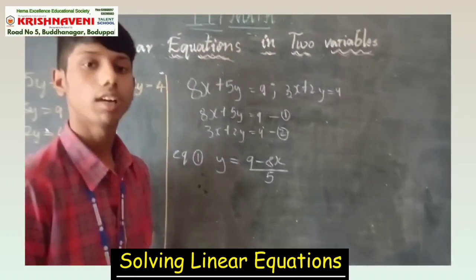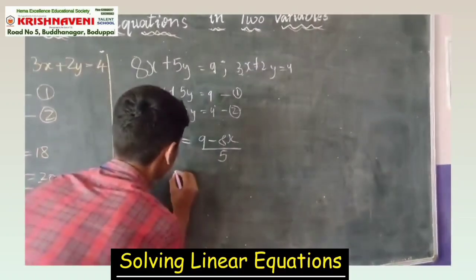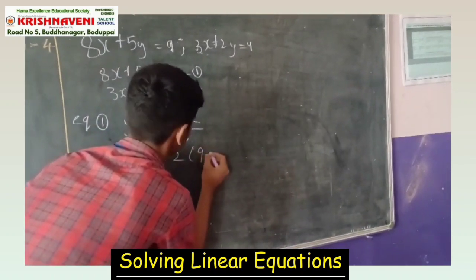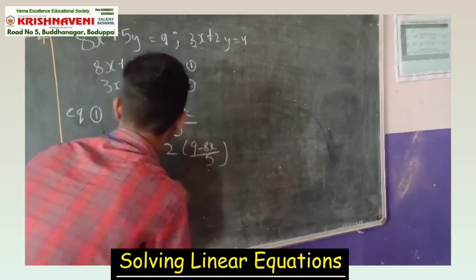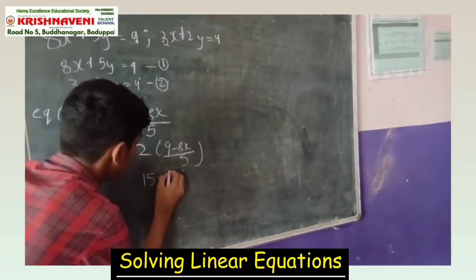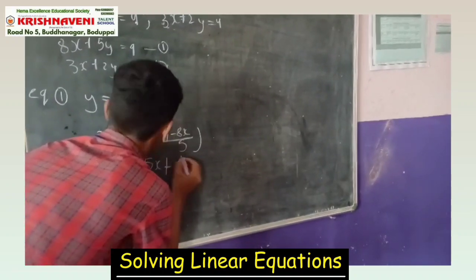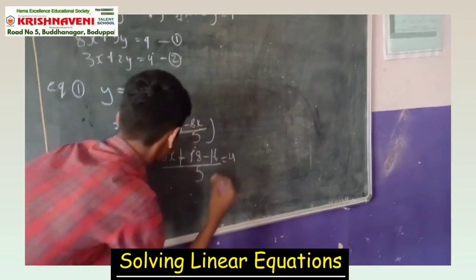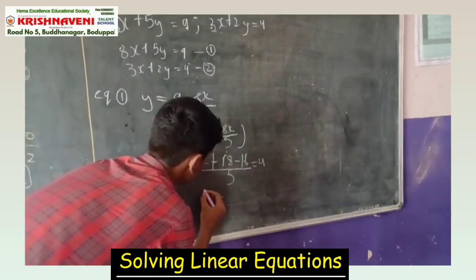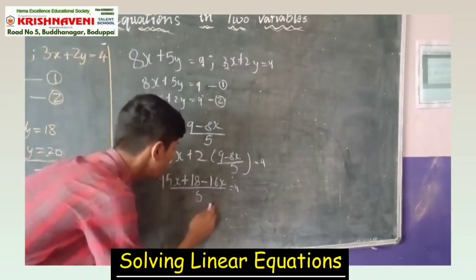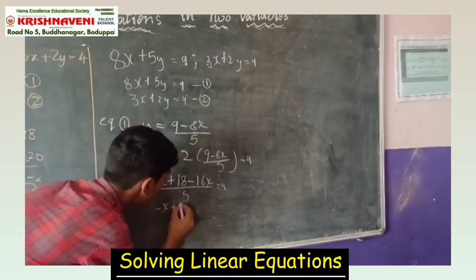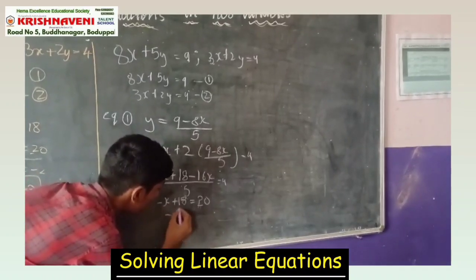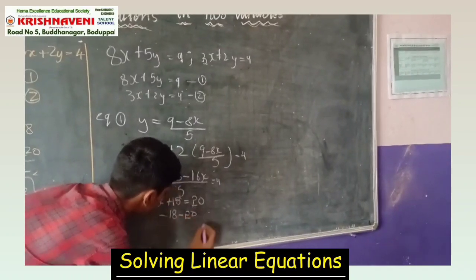I will substitute the y value in equation 2. 3x plus 2 into (9 minus 8x) by 5. 3 5s are 15x plus 2 9s are 18, 2 8s are 16x, by 5 is equal to 4. 15x minus 16x is equal to minus x plus 18. 4 5s are 20. 18 transfers, minus 18. x is equal to minus 2.